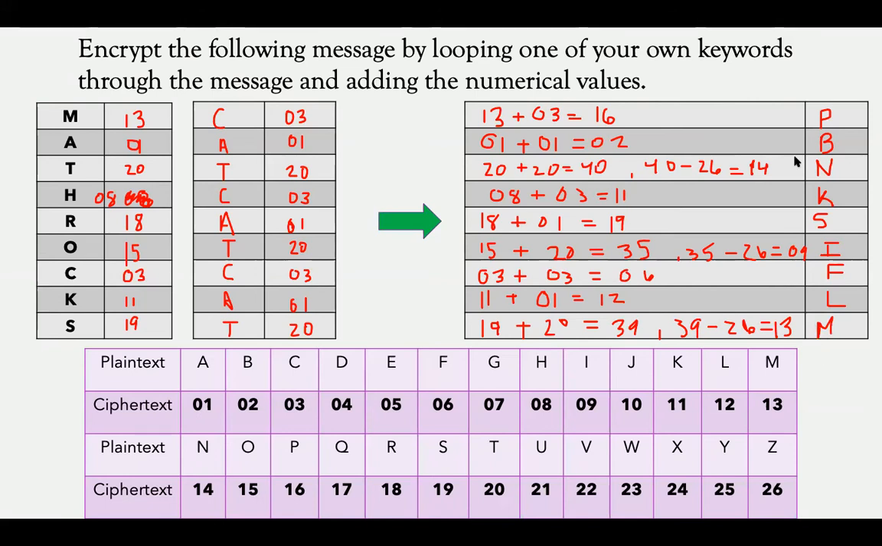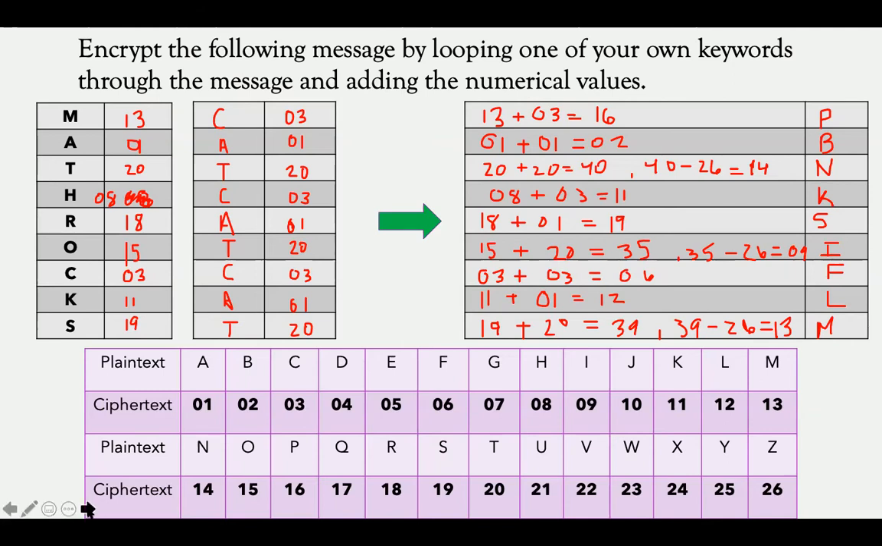Does everybody agree with this one? That is correct. Okay. Somebody else checked? I want to hear 2 corrects for double checking. Yes? Everybody's having fun? All right. So using the word cat, you were able to encrypt the message and you got PBNKSIFLM. Does anyone want to try their own?